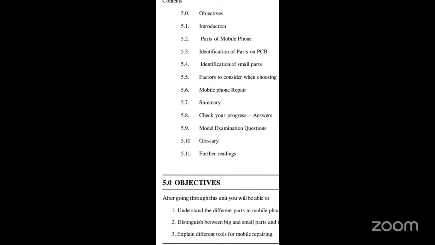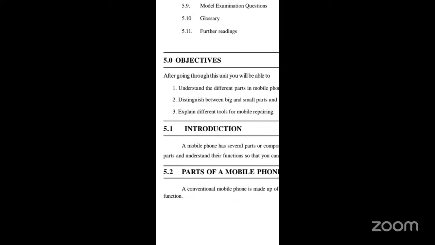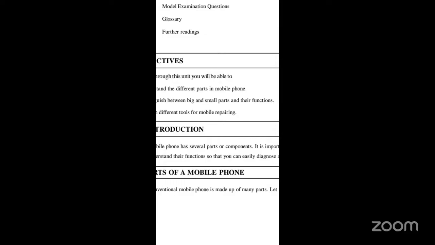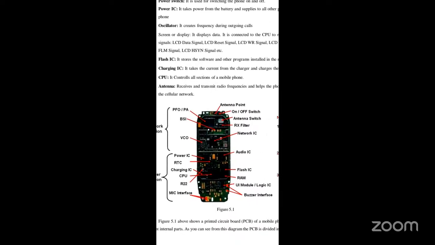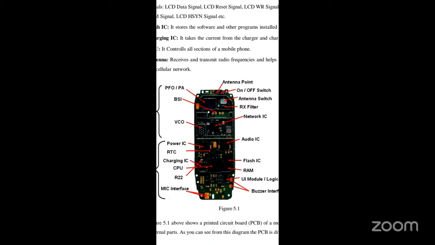Again, we recheck that. A conventional mobile phone is made up of many parts. What are the parts? Once you check the figure, it is important. Nowadays, everyone is using mobile phones, so the functioning is also required. For that, we can learn all the components and the functioning of each component in a mobile phone.